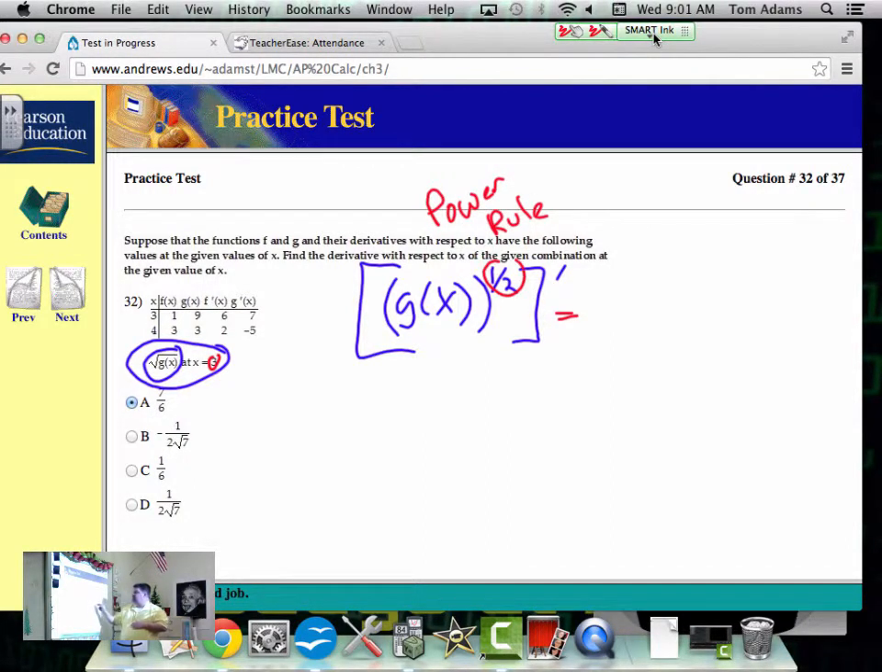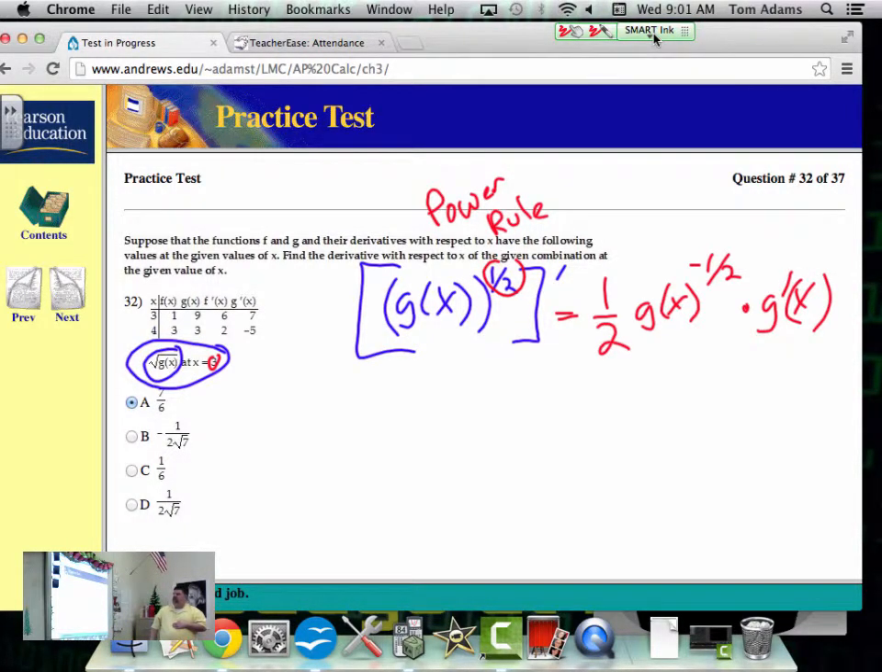this 1/2 gets tossed to the front. g of x raised to the negative 1/2. Then we've got to remember to tack on g prime of x. Now I don't know if you realize this, but at this point I haven't done anything with f of x. I don't need f of x or f prime. Okay?